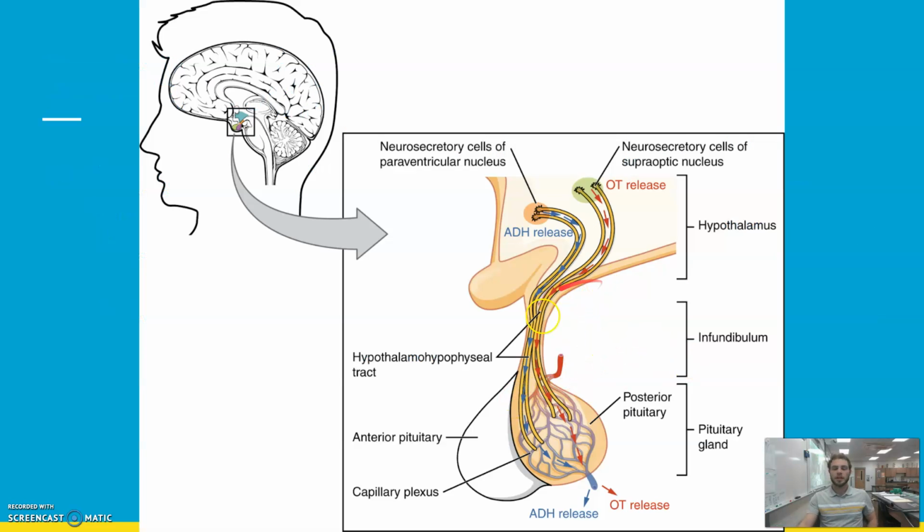Here, just looking more in depth at the posterior pituitary, you can see ADH and oxytocin going to be created in the hypothalamus, sent down to be stored and/or released by that posterior pituitary gland directly into the bloodstream.